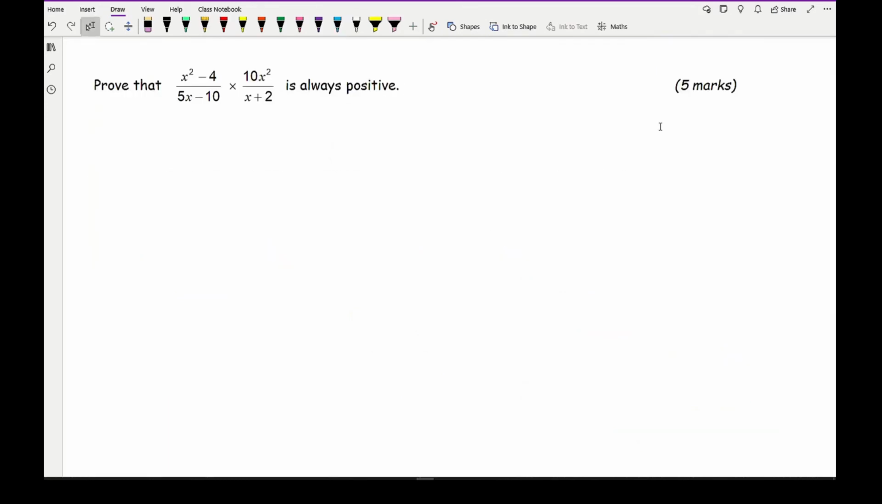So in our final proof question, what this question is asking us to prove is that x squared minus 4 over 5x minus 10, times 10x squared over x plus 2, is always positive, and it's worth 5 marks. Now for this particular question, I need prior knowledge of algebraic fractions. So if you're not too great on algebraic fractions, again I recommend that you get clued up on that, and again there is a video that will be going through algebraic fractions.